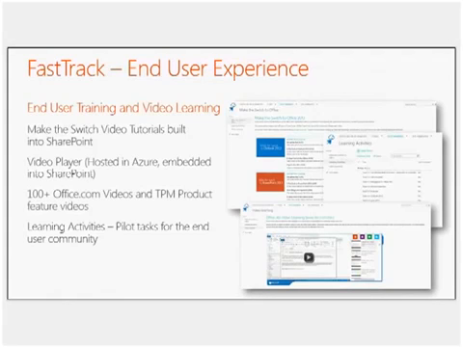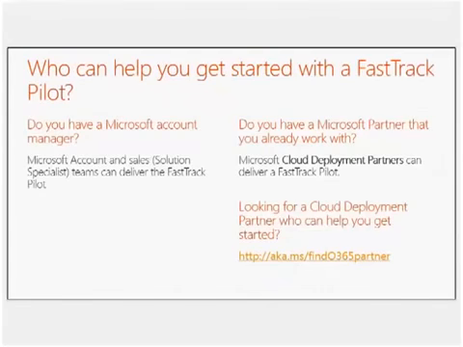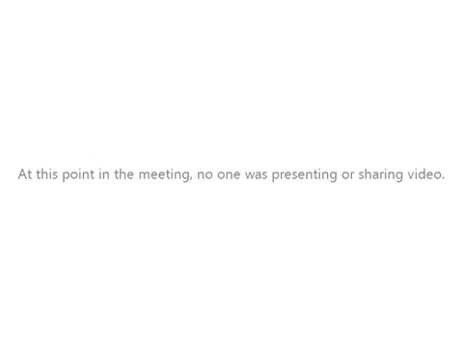So I'm actually going to share my screen again for one second and work through a couple of those scenarios as we go. I wanted to be really clear. Public, fasttrack.office.com, step-by-step guidance for everybody. As we move into more of a high-touch scenario where an account team or cloud deployment partner can deliver to you, we then come into my SharePoint Online site.